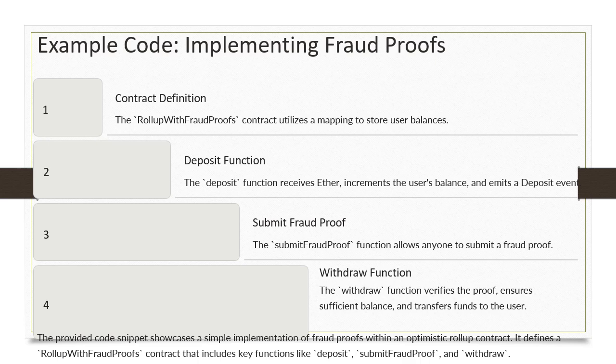The code snippet showcases a simple implementation of fraud proofs within an optimistic rollup contract. It defines a rollup fraud proofs contract with functions for depositing funds, submitting fraud proofs, and withdrawing funds. The submit fraud proof function allows users to submit cryptographic evidence challenging a transaction's validity. The withdraw fund function incorporates a check for the submitted fraud proofs, ensuring the rollup's integrity.